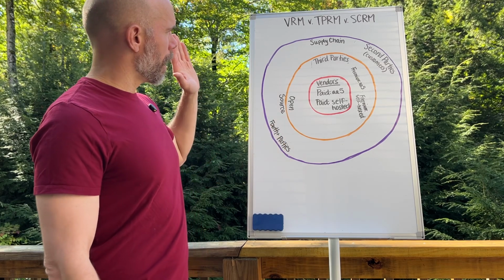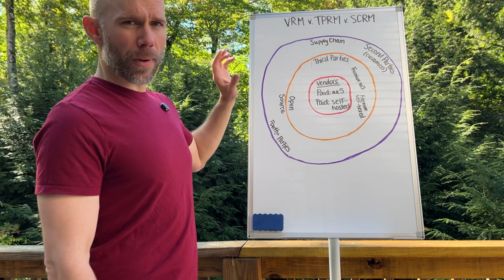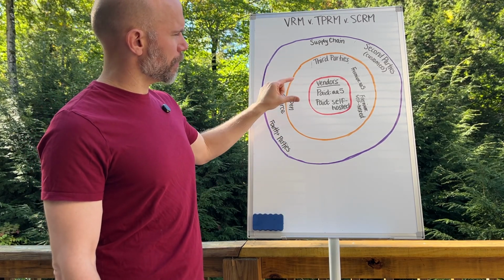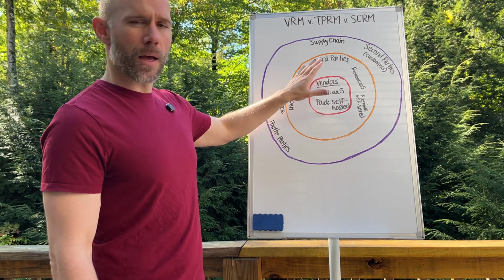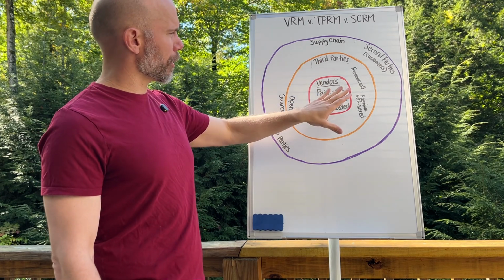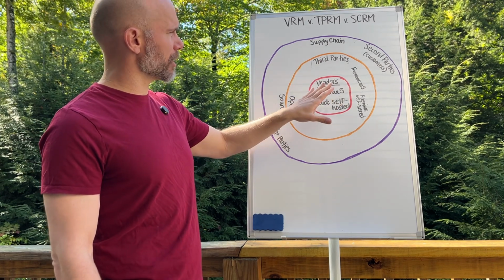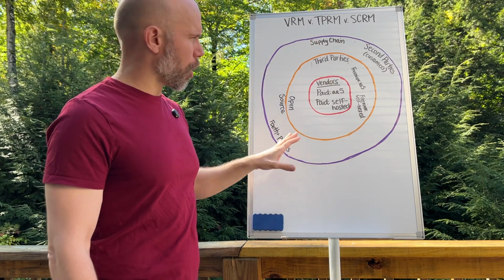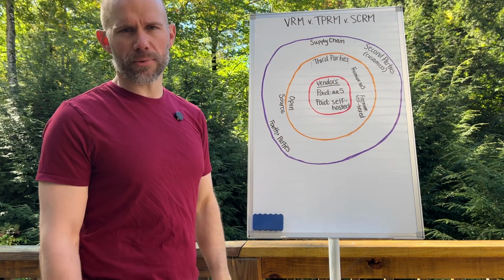So just a quick wrap up, the most narrow discipline is vendor risk management. The next broader category is third-party risk management. And then the broadest category is supply chain risk management.